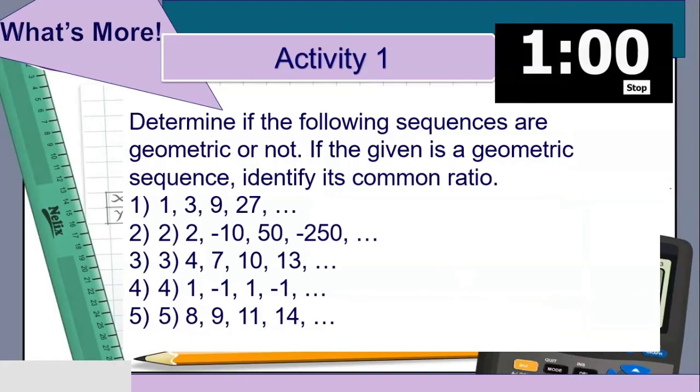Now we have an activity. This is Activity 1. Determine if the following sequences are geometric or not. If the given is a geometric sequence, identify its common ratio. So I will give you 1 minute to analyze and answer that question.